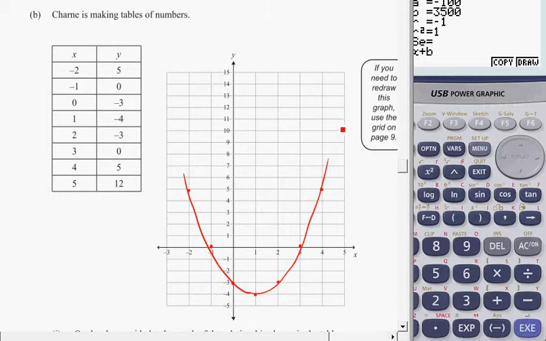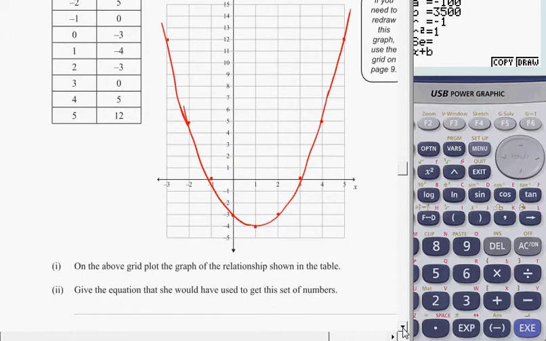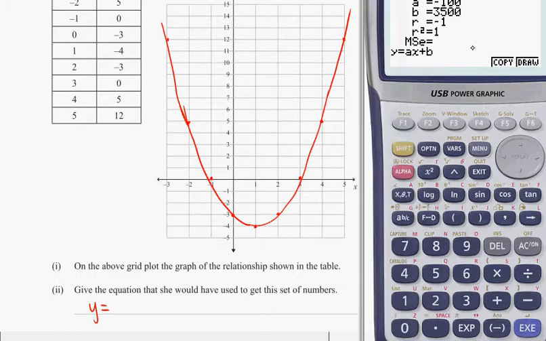5 is 12, so we should probably include that since they've given it to us. And obviously negative 3 would be 12 as well. Make sure you don't stop on the points they've given you, a nice smooth curve. Give the equation that could be used for that. It's going to be a quadratic, clearly. Y equals, and we're only using x and y this time, so over to the calculator.